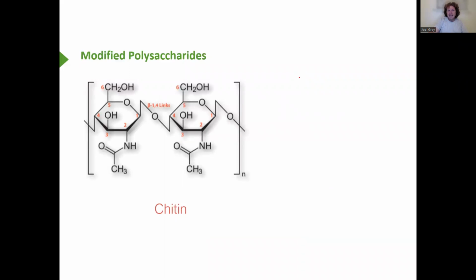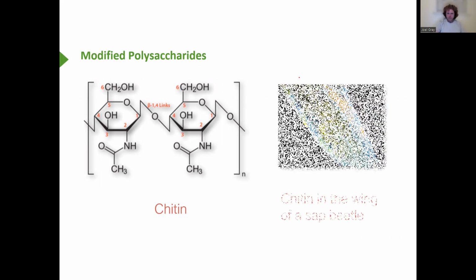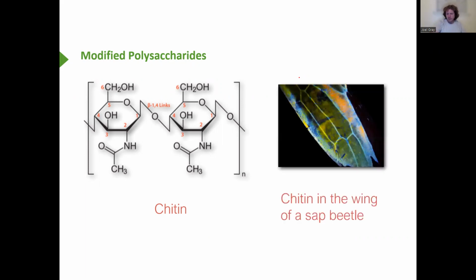Okay. Now, chitin is an example of a modified polysaccharide. It is beta 1,4 glycosidic linkages, but with an amine. Now, chitin ultimately is something that is in the exoskeleton of a bunch of different insects. So it's going to have different properties than, say, something like glycogen. But at the end of the day, it's just this repetitive polysaccharide.